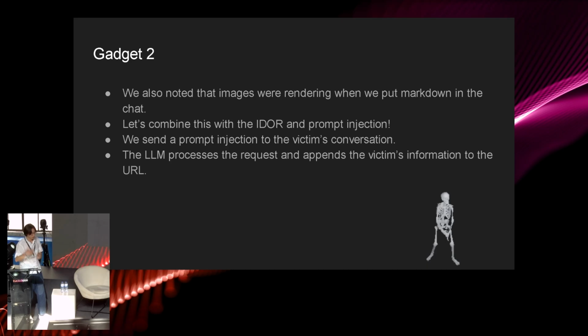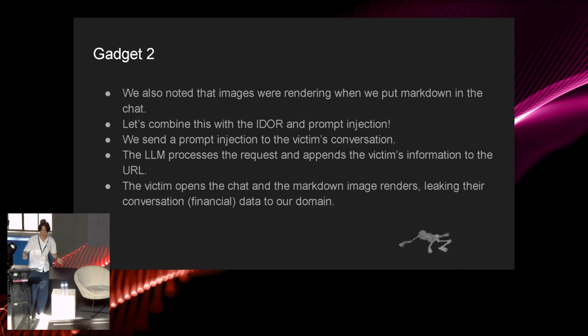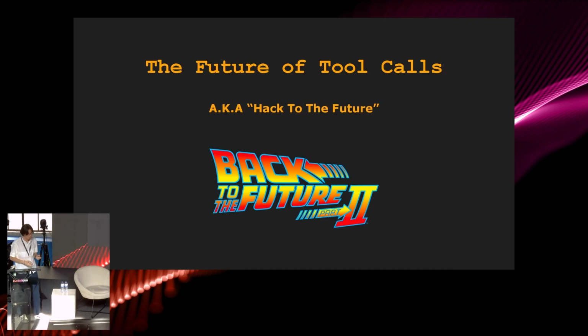The LLM processes the request, it generates the response, and now it's monkey.com, question mark, and then all of the information there. So when it reaches out to us, we get that information. And then the victim just opens their chat, and here's this message they've never seen before. It renders the image and just exfiltrated their financial information to somewhere we control. So those were two case studies of what I thought were interesting bugs.